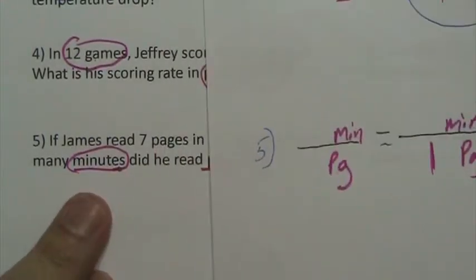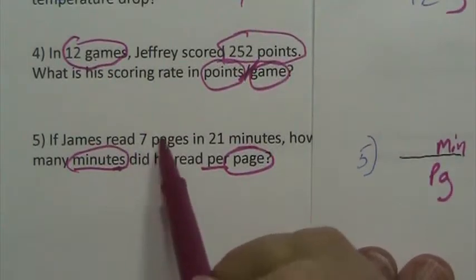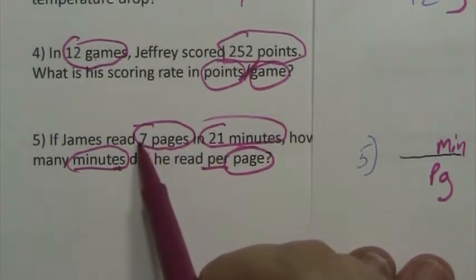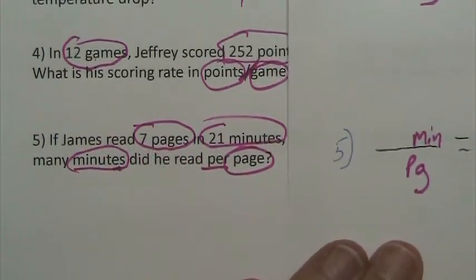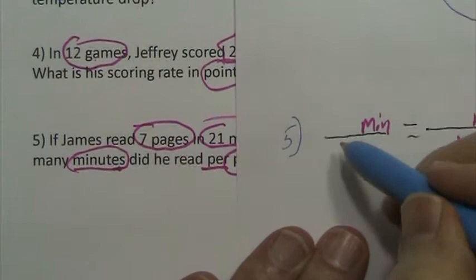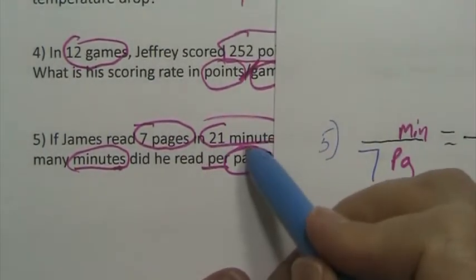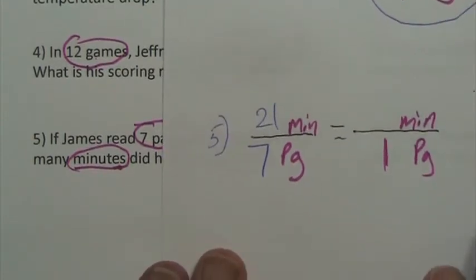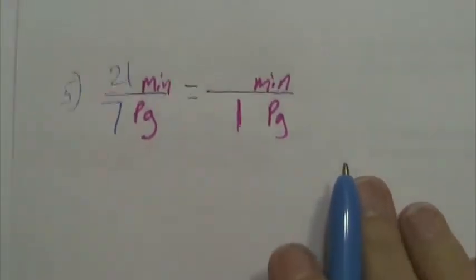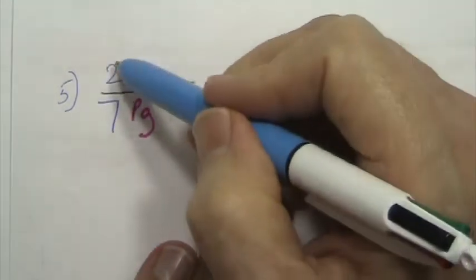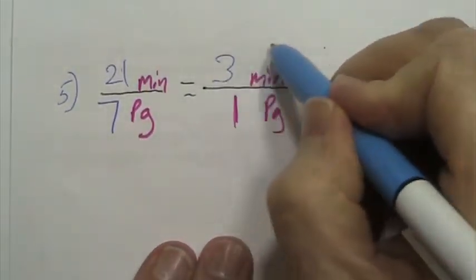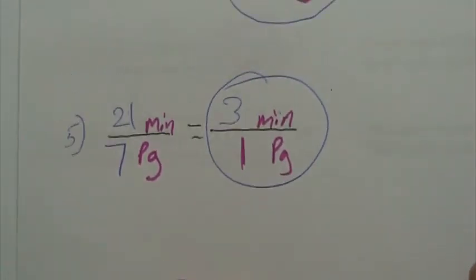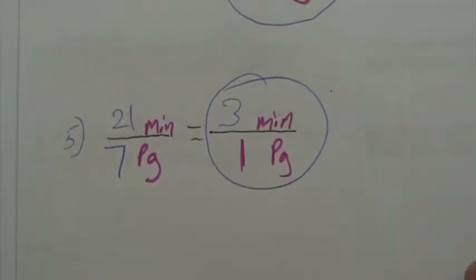What information do we know? It says here that he read 7 pages, 21 minutes. 7 goes with pages, and 21 goes with minutes. So there it is, there is our proportion. So let's see, 21 divided by 7 is 3. 3 minutes per one page. That's how fast he reads.